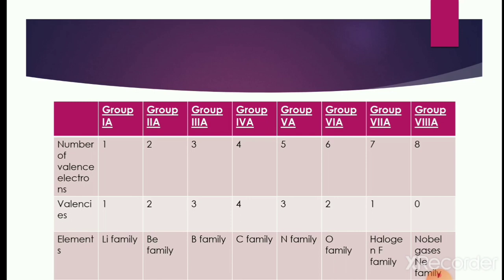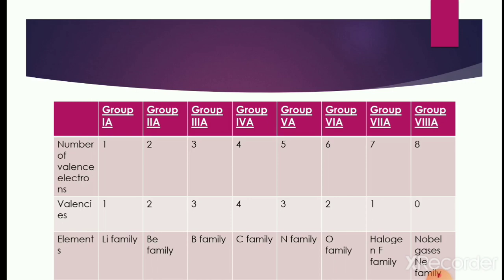From group 5, the valency gets decreased. So, for group 5, the valency will be 3, that means trivalent. For group 6, the valency will be 2, that means divalent. For group 7, the valency will be 1, that means monovalent. For group 8, the valency will be 0.